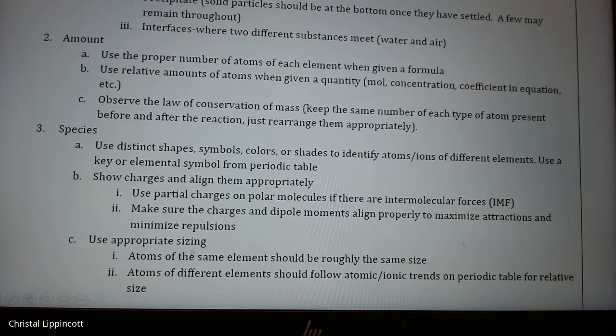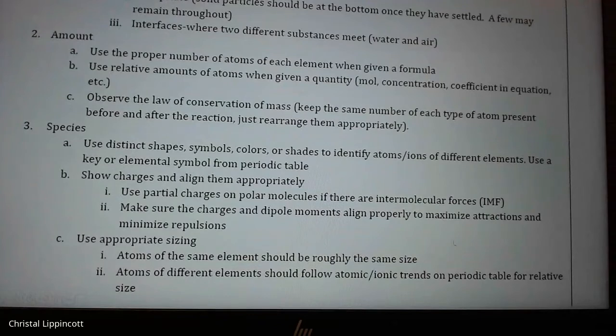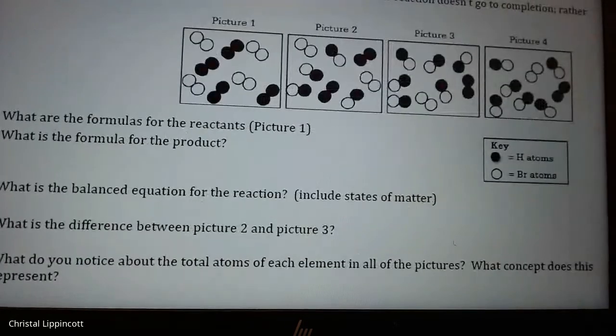And then use appropriate sizing. So when you're talking about different ions, for example, did you draw the lithium ion smaller than the magnesium ion? Or the barium ion would be much larger. It's going to have a larger atomic radius. We talked about that. I believe unit 1 was where we discussed that.